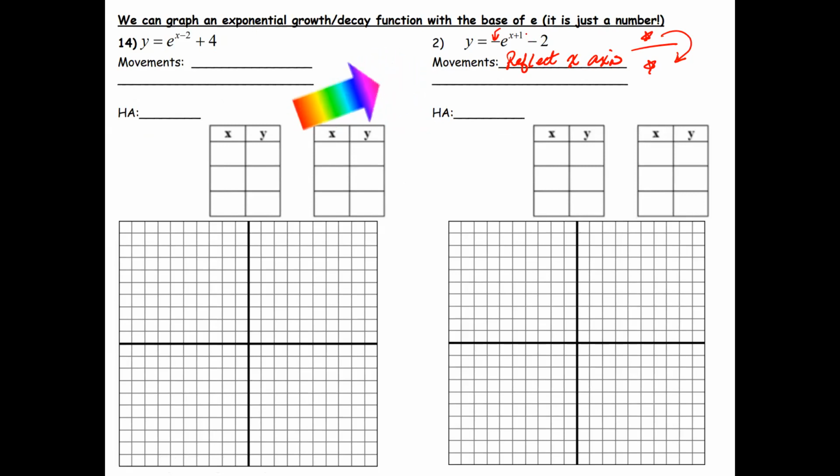Okay. Now that -2 right here means that you're going to go 2 down. And then that +1 means you go 1 over to the left. And also that 2 is going to tell you where your horizontal asymptote is. Because you're going to go 2 down, your horizontal asymptote is going to be at -2. So I'm going to go 1, 2 right there. This line right here is going to be my horizontal asymptote.